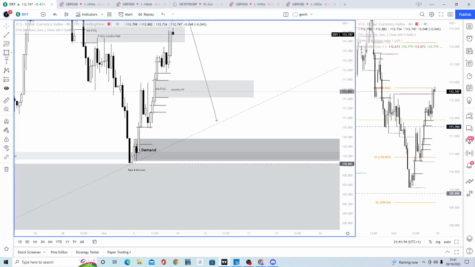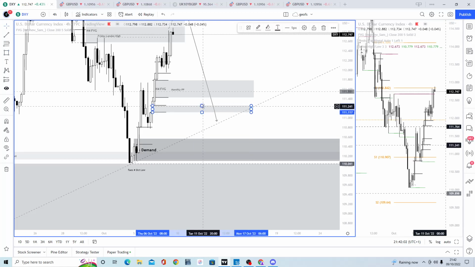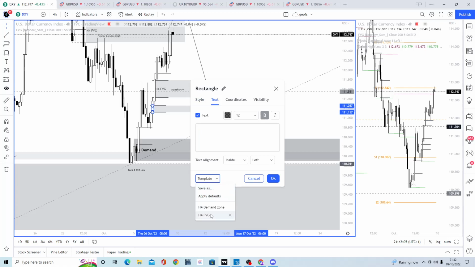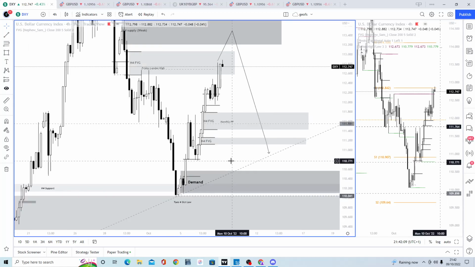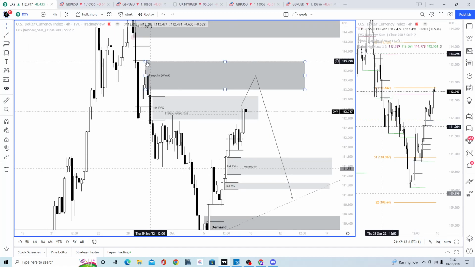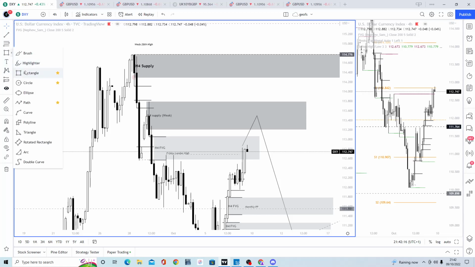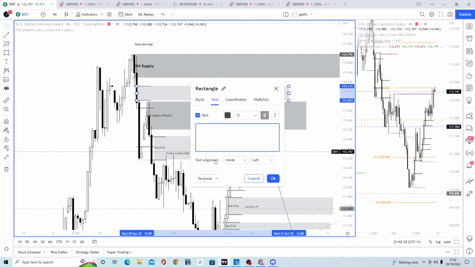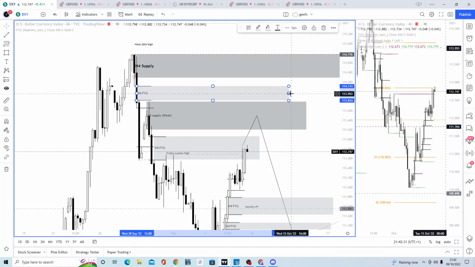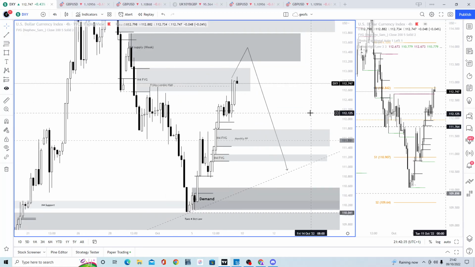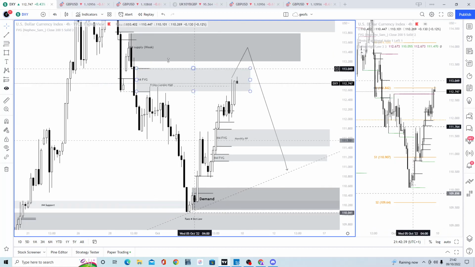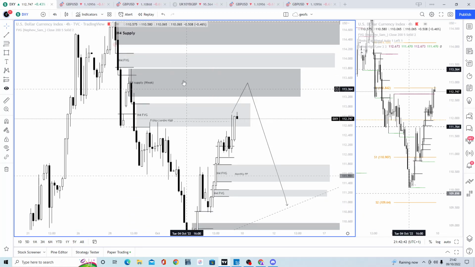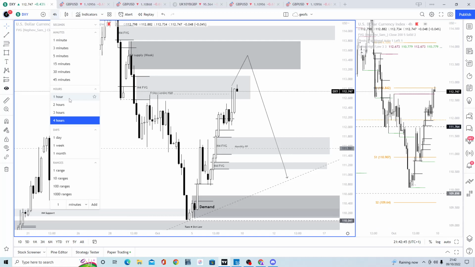What were we thinking? Got a lot going on here. It's getting quite busy, I understand that, but it has to be done. I'm seeing that as a raid above equal highs, and it's a question of watching the price action. Let's go through the 1 hour.